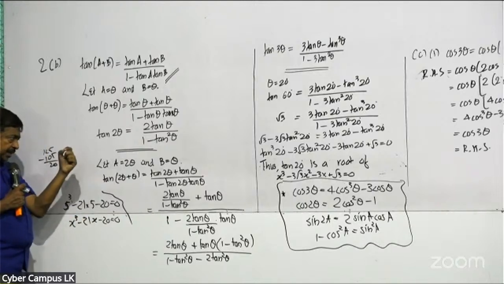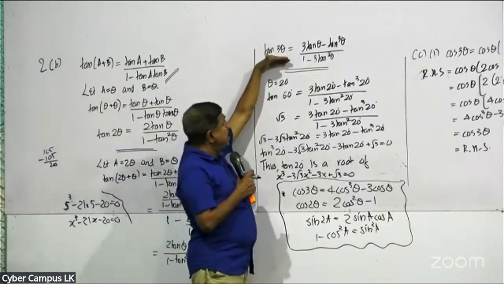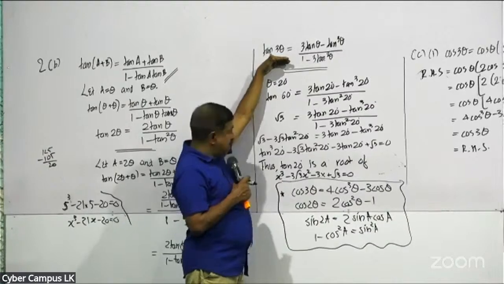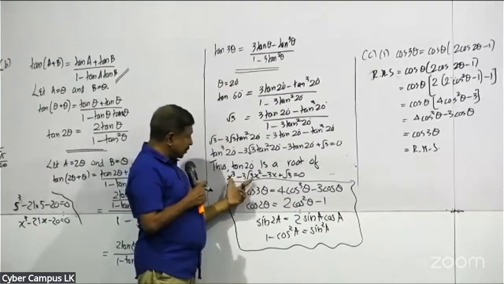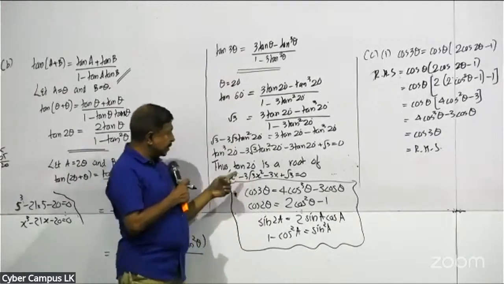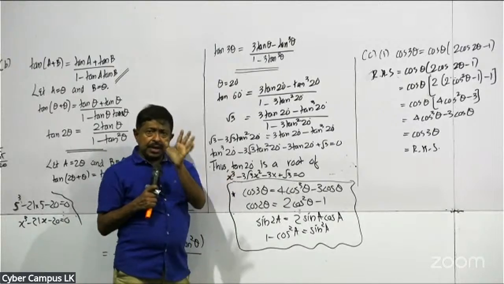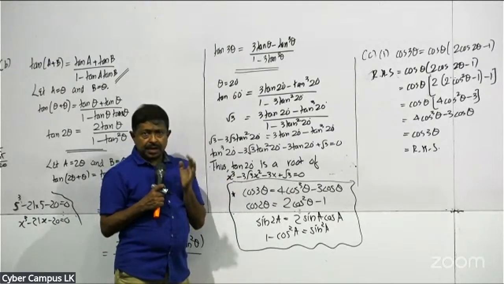So we are going to play exactly the same trick here. You have this formula at hand, and you want to obtain a cubic equation, something like this. At the same time, you want to show that tan 20 is a root of this equation. So come up with tan 20 using this.